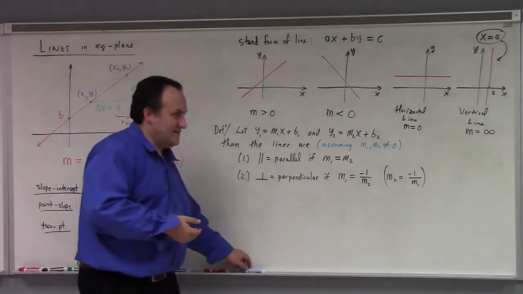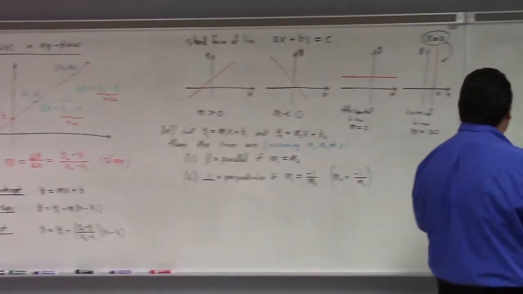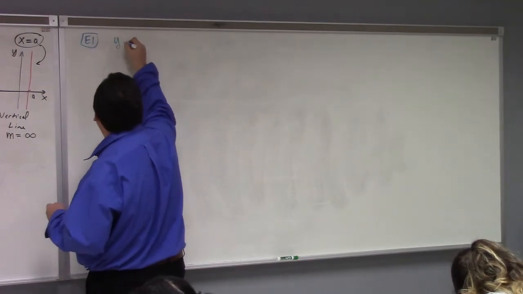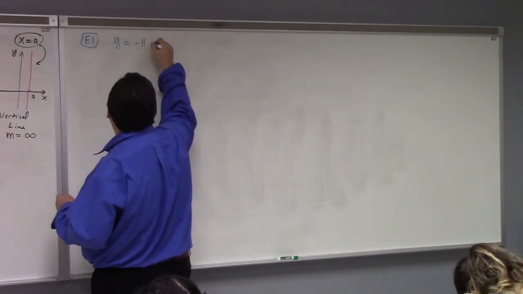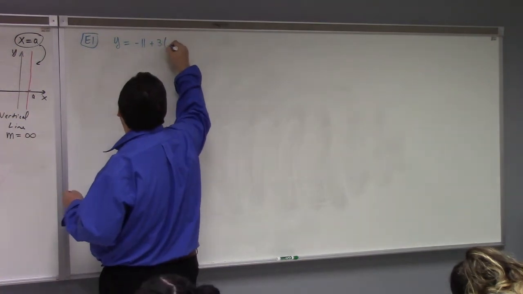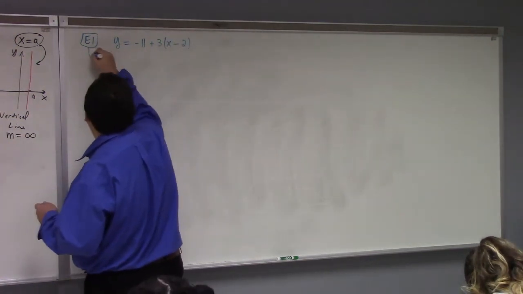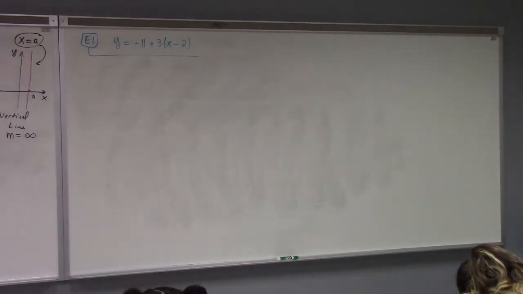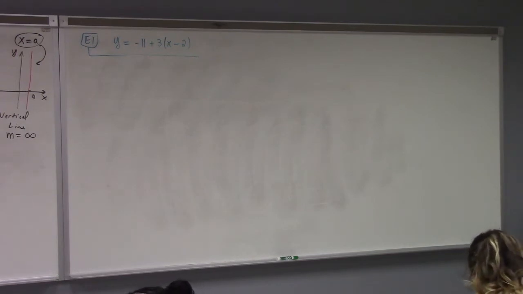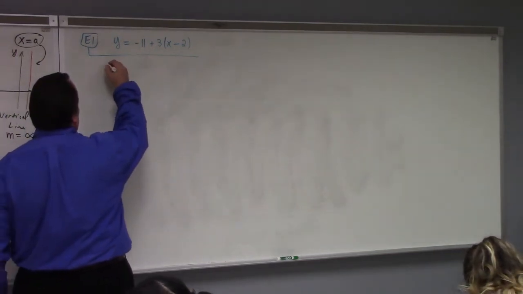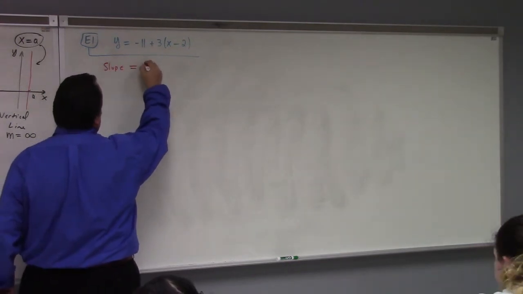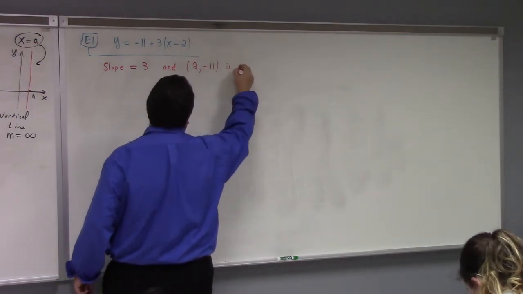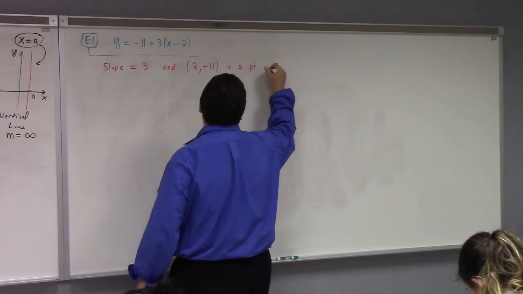So let me ask you to pan over here. Say. So example 1. I'll start out real easy. Suppose you got y is equal to minus 11 plus 3 times x minus 2. If that's the formula for the line, what can you tell me about the line? What can you tell me just by looking at this formula? I can tell you two things. The slope is 3, and 2 comma minus 11 is a point on the line.